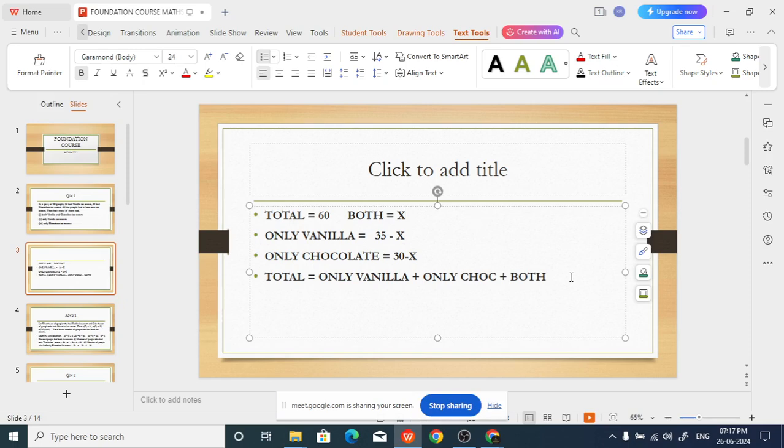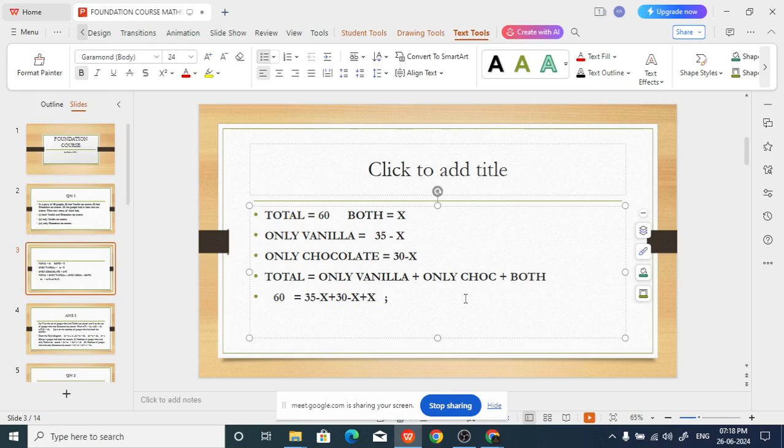So here now, how much is the total? 60, equal to only vanilla, which is 35 minus X, plus only chocolate, which is 30 minus X, plus both, which is X. Okay, now can you solve this question? 60 equals 35 minus X plus 30 minus X plus X. So what is the answer you get? X is equal to how much?